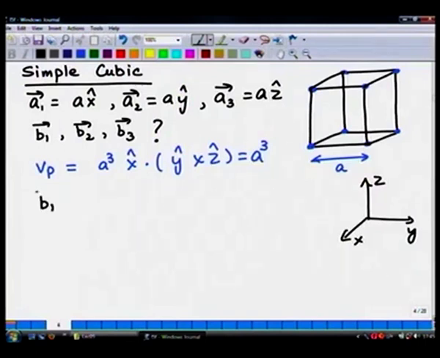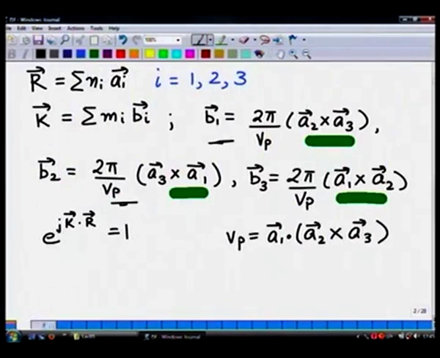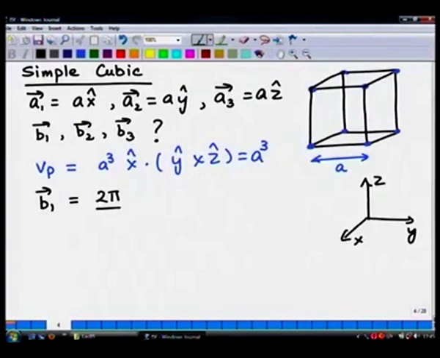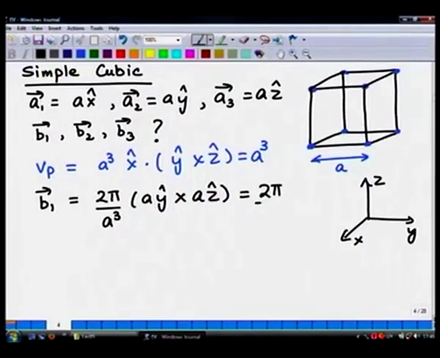Okay, so now we can determine B1. B1 is what? It is 2 pi by Vp times A2 cross A3. So let us use that: 2 pi by Vp, where Vp is a cube, times A2 cross A3, which is a y hat cross a z hat. What does that mean? That of course means 2 pi by a x hat. That is all that means. So B1 is just this quantity.